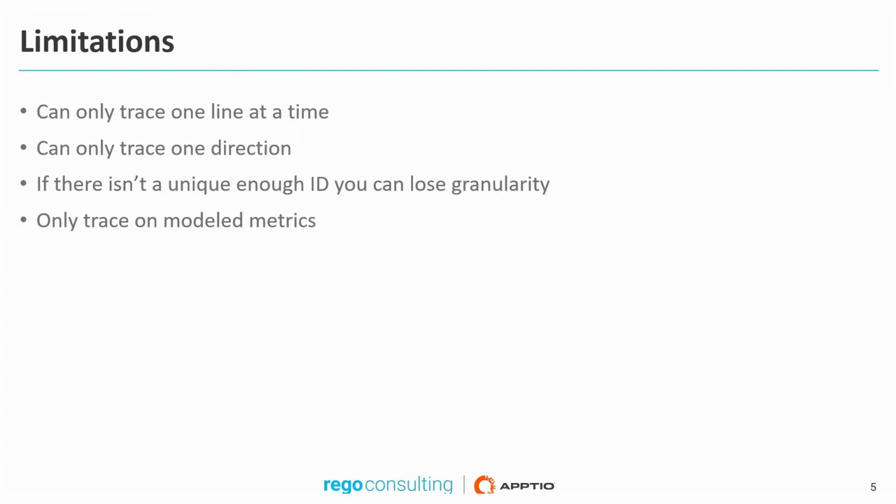Because you're tracing off of a unique line, if you don't have a unique enough line, you will lose granularity in your insights. And so it's very important that you have the granularity you're looking for before tracing the model. And you can only trace modeled objects. So it is using your configuration and your modeled steps to show the data relationships. And so if it's not a model metric, you will not be able to use the trace functionality.